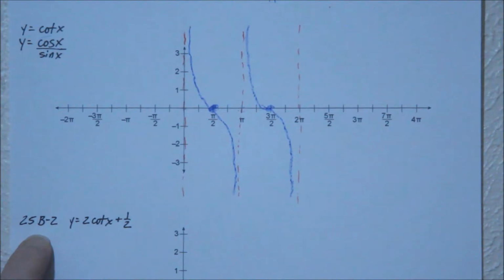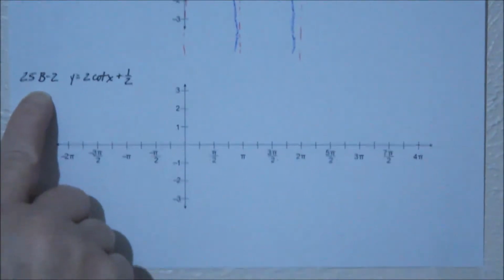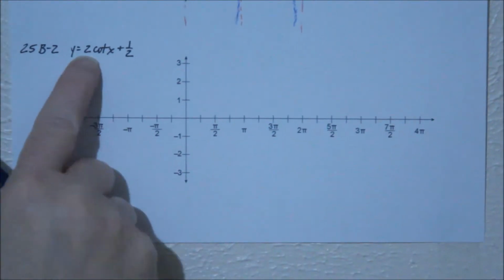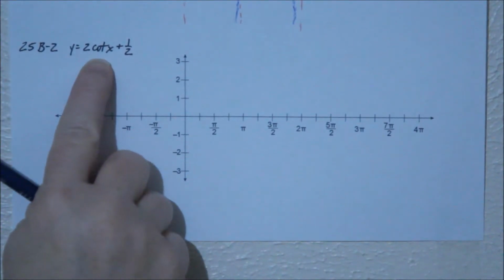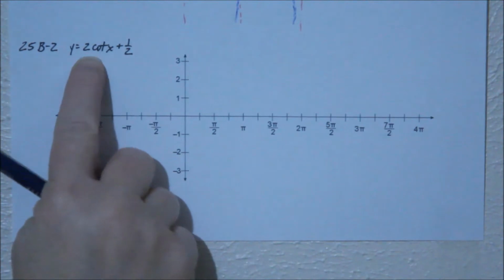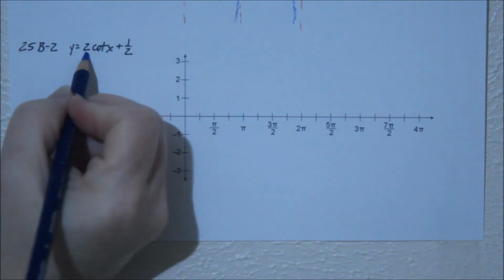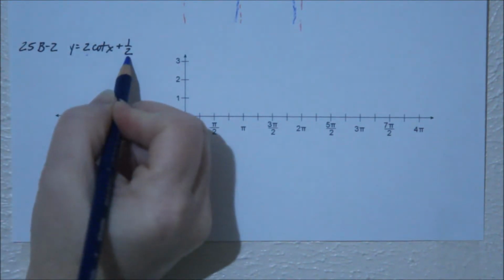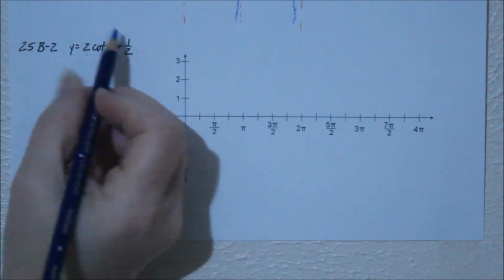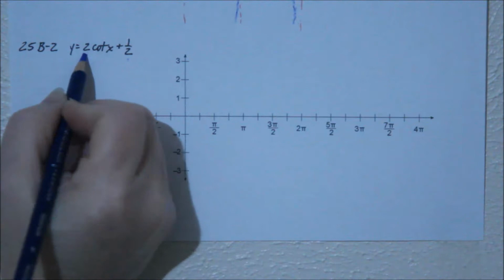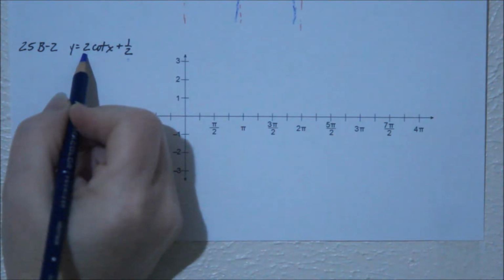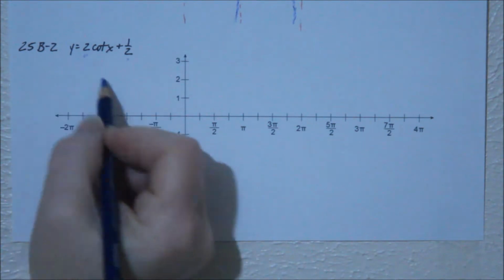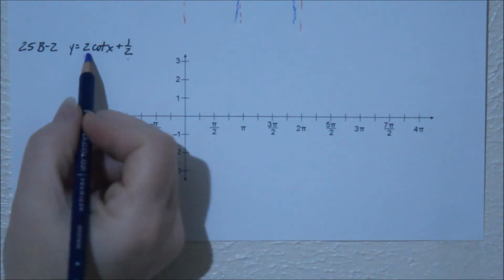Now we're going to be looking at 25b2. So we're doing cotangent, and you need to know basic cotangent first. In this equation we have an amplitude change, and then we have a translation. This is a positive translation, so it's going to be shifting up. Here there's an amplitude change. Again, this affects the steepness of the curve.